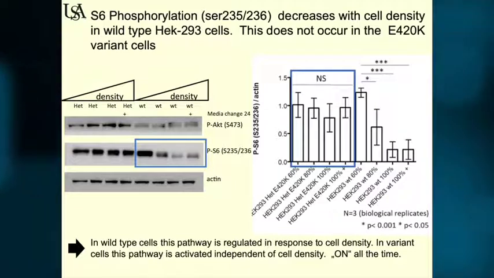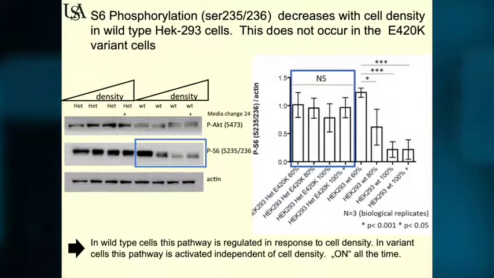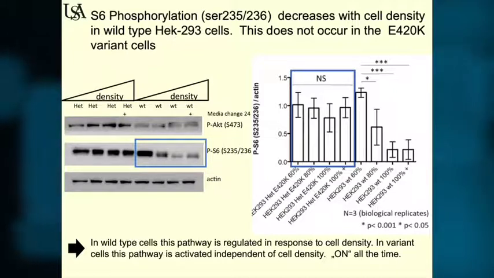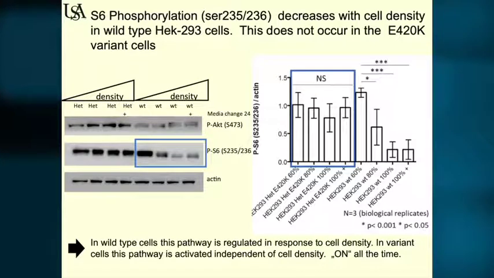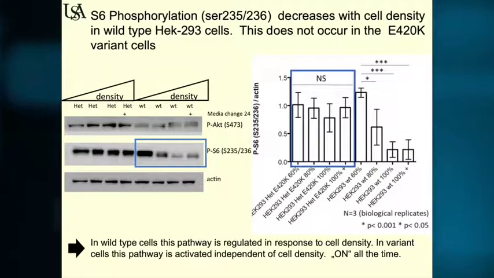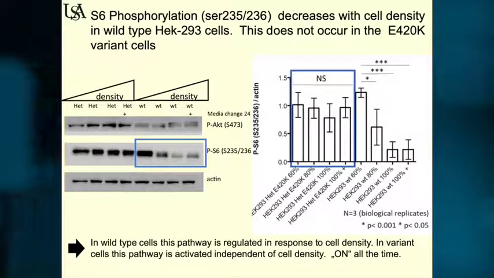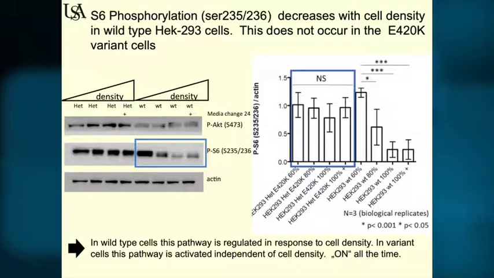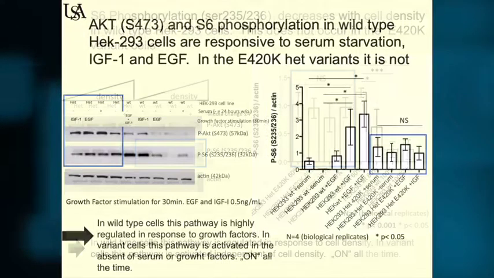And so S6 is a readout. This actually is when the cells are in log phase, they're not very confluent, and then the phosphorylation goes down. And the variant, the E420K, it's up all the time. So maybe it's a little easier here. So this is the normal. As the cells become confluent, the S6 phosphorylation goes down. In the variant, we don't see that. So as they become confluent, this pathway remains elevated. It may not be as high as it could go, but it is certainly above where it would be in the normal density arrest. And you see the same thing when you look at growth factor signaling.